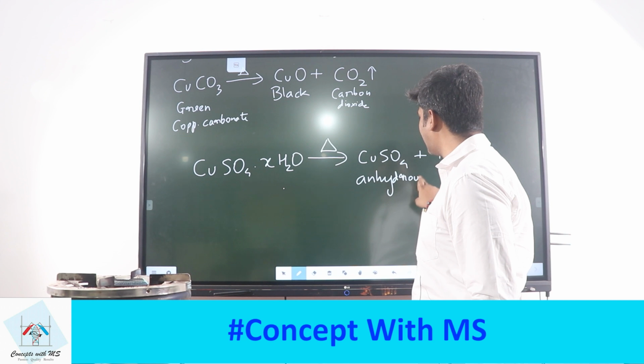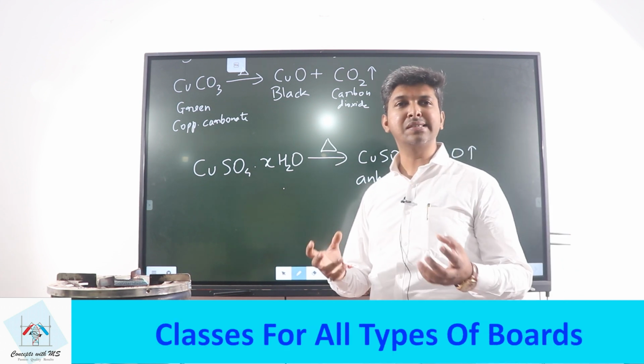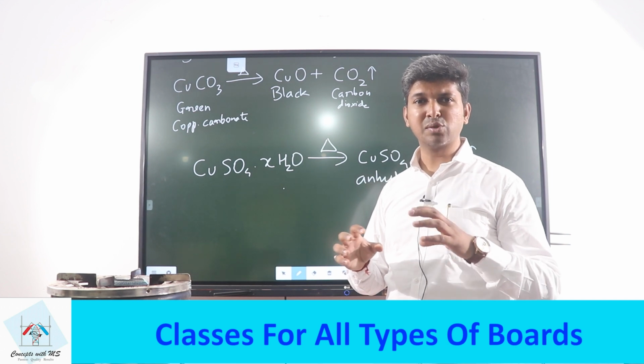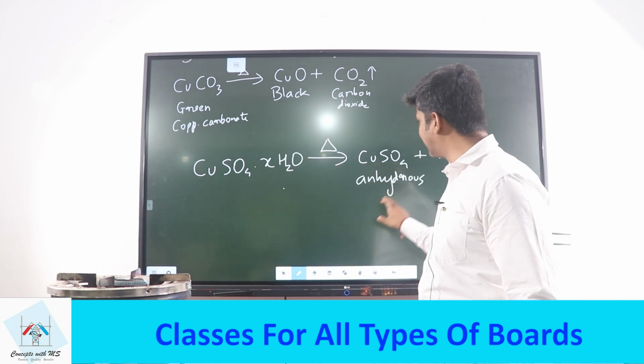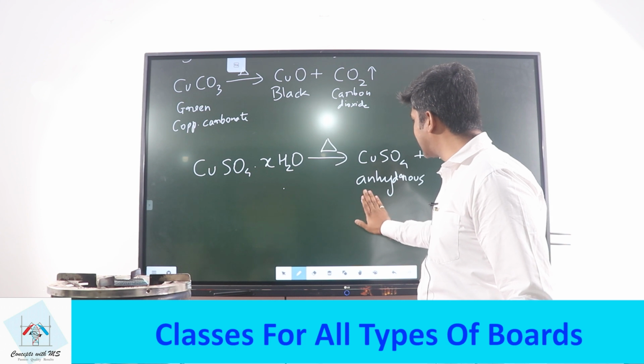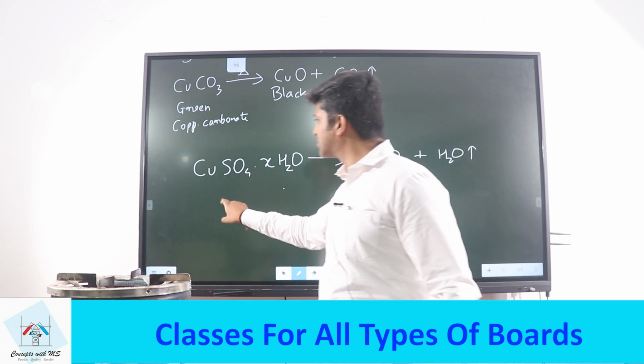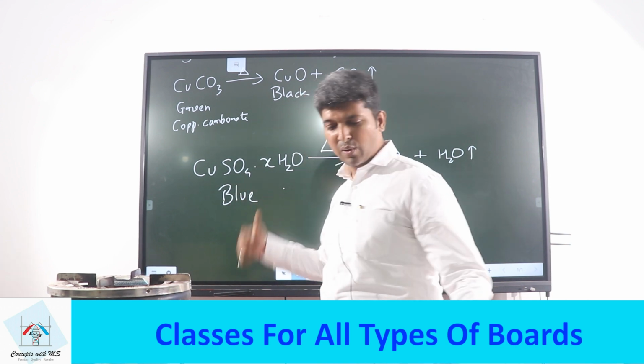Don't get confused between amorphous and anhydrous. Amorphous is something which is completely in powdered form. It is not in crystalline form, it is in powdered form. So it is anhydrous copper sulfate, which is white in color over here, and earlier this was blue in color, right? So blue has turned to white.